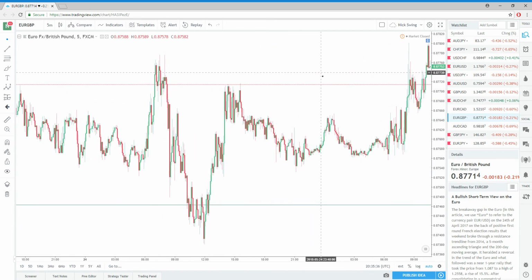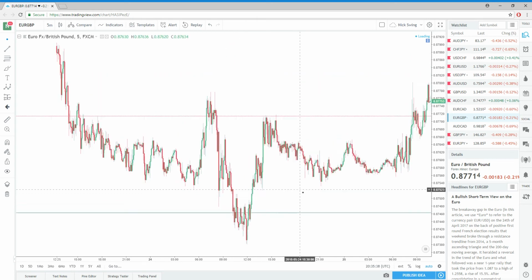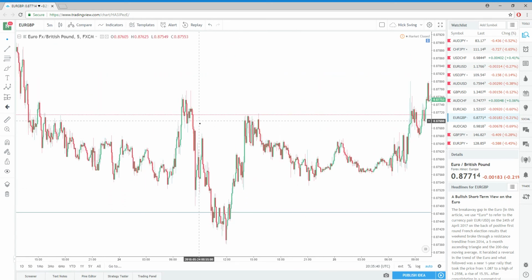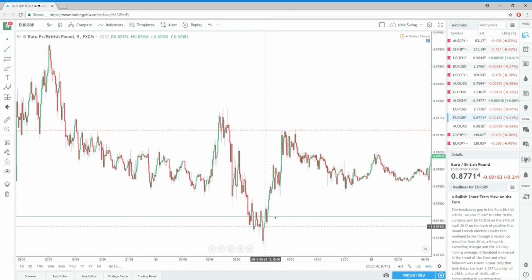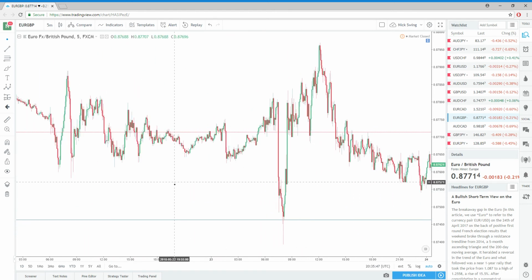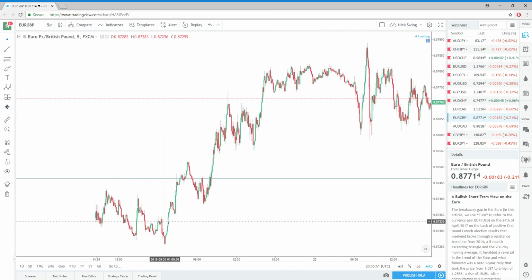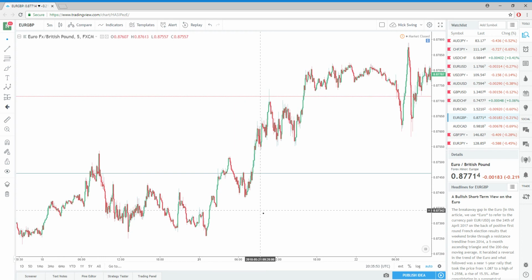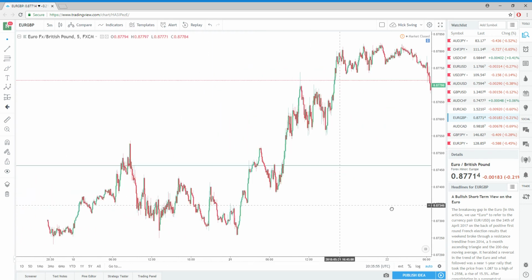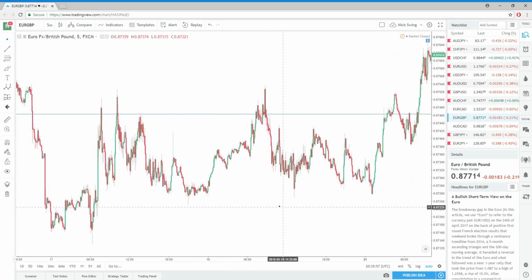Let's find a clear pattern. Oh, I don't see anything here. I see 1, 2, 3, 4, but no 5 here. You get to the point where you guys can literally open up a chart on any time frame and know within a few seconds whether or not there's a setup. Let me see if I can find something.